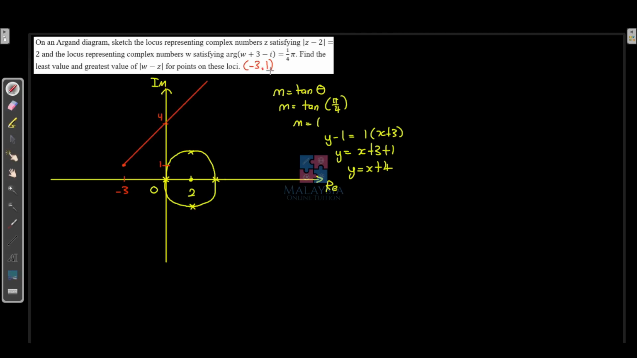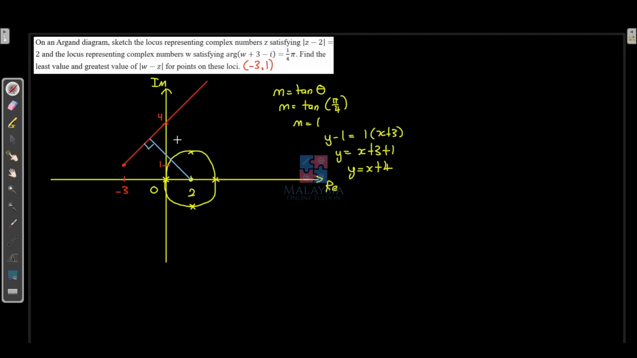Now the question is, we want to find the least and greatest value of modulus w minus z, meaning the shortest distance and also the longest distance. What we have to understand is that the shortest distance is going to be the perpendicular distance. I'm going to use another color here. We connect the center of the circle to the half line, and make sure that this is perpendicular like this.